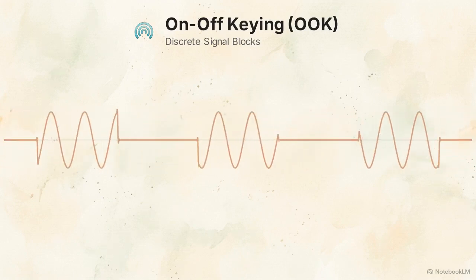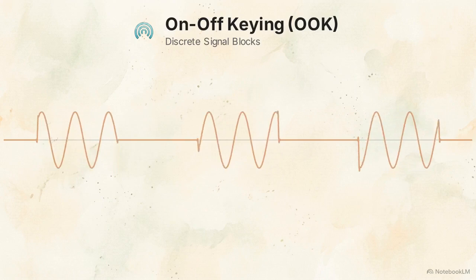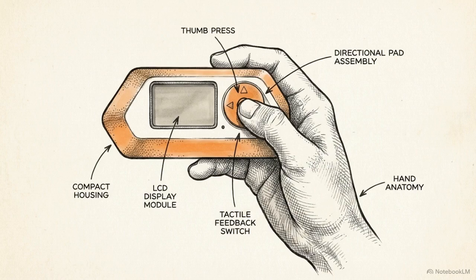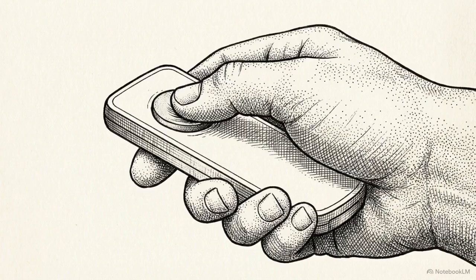This means the remote encodes its data by aggressively chopping a continuous carrier wave into distinct blocks of signal and gaps of silence. With the Flipper configured, press the center button to initiate the capture. Then, press the button on your target remote to emit the signal.